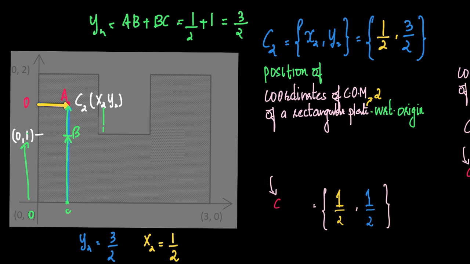Therefore, the coordinates of C2 become x2, comma y2, which is equal to 1 by 2 and 3 by 2. This differs from the center of mass of this rectangle alone, which is 1 by 2 and 1 by 2. So we have the center of mass of the second figure alone being 1 by 2 and 1 by 2, and the center of mass of the second figure with respect to the origin as 1 by 2, comma 3 by 2. That is the difference here.